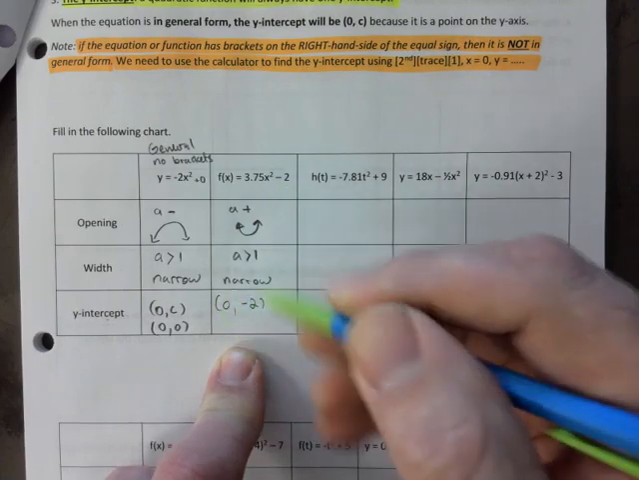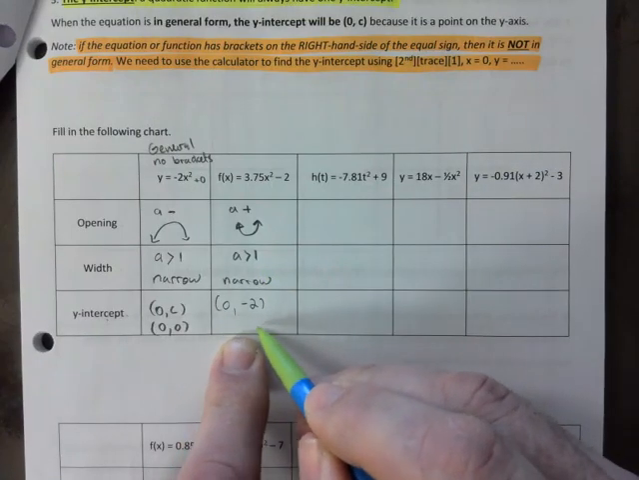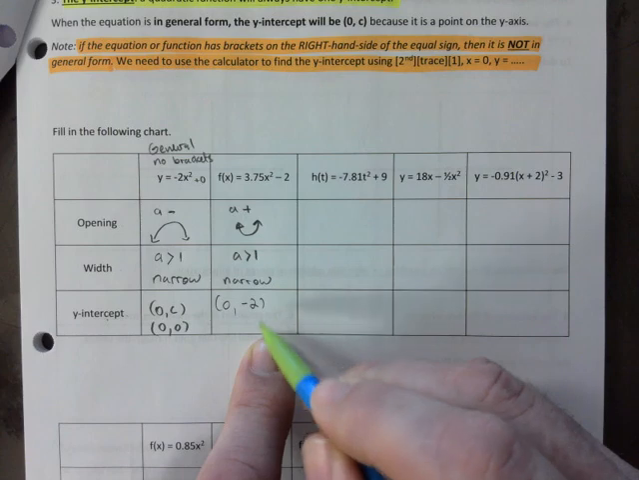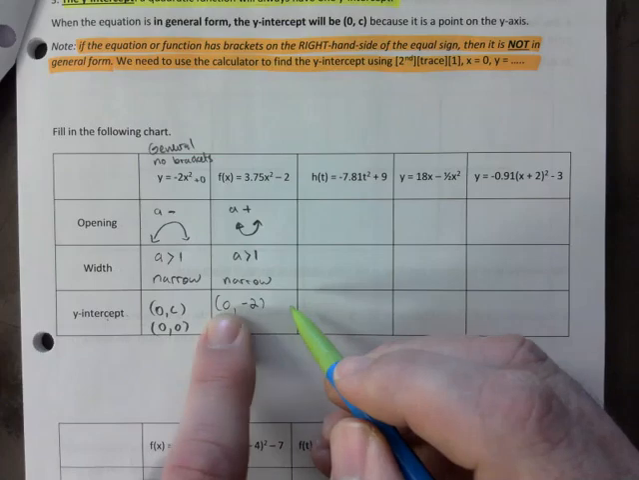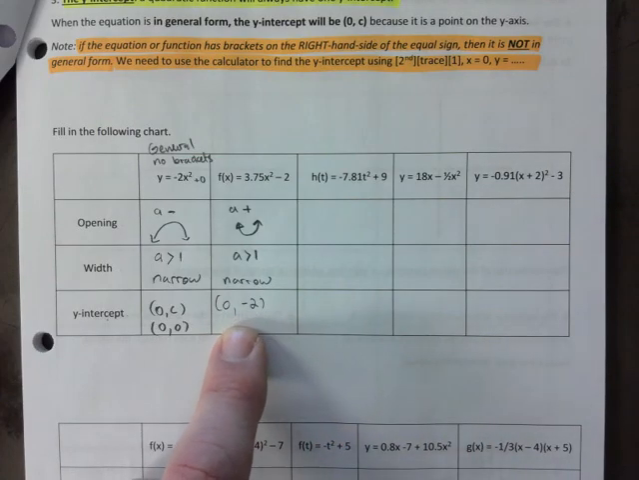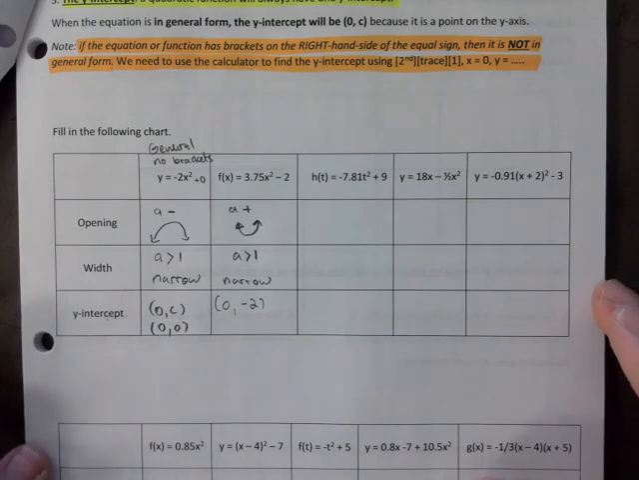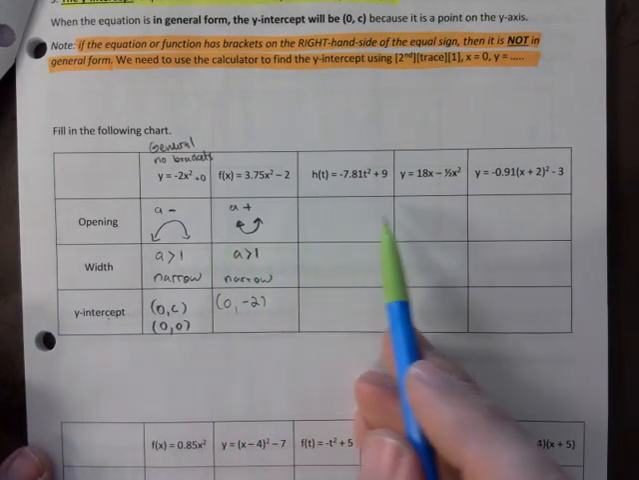I know that last year you may have written y-intercept is equal to -2, right? Like it almost looks like an equation. I don't want you to do that. I want you to stick with actually writing it as a coordinate. So I want you to do the rest.